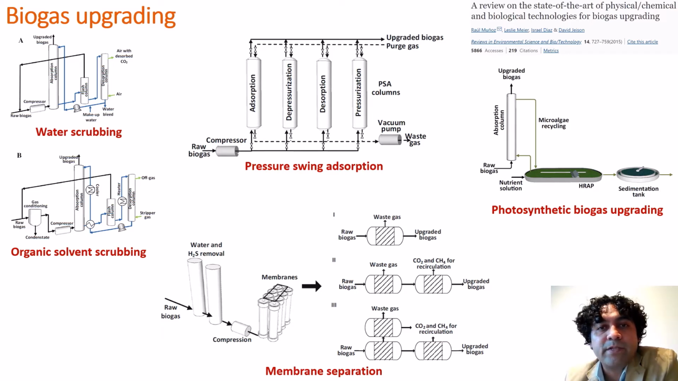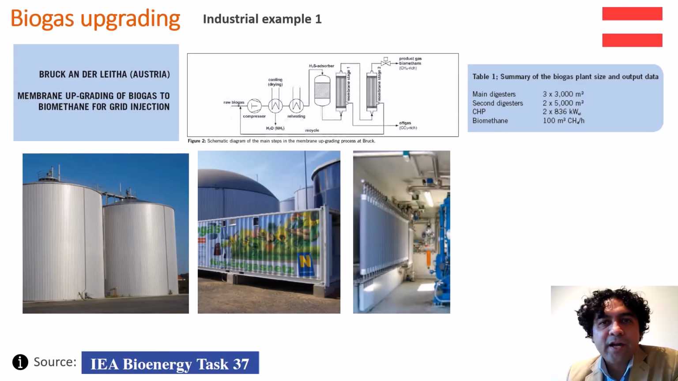Conventional membranes for biogas upgrading retain methane and nitrogen and facilitate the preferential permeation of oxygen, water, carbon dioxide, and H2S. But photosynthetic biogas upgrading relies on the ability of microalgae to convert CO2 into biomass that can be further valorized.